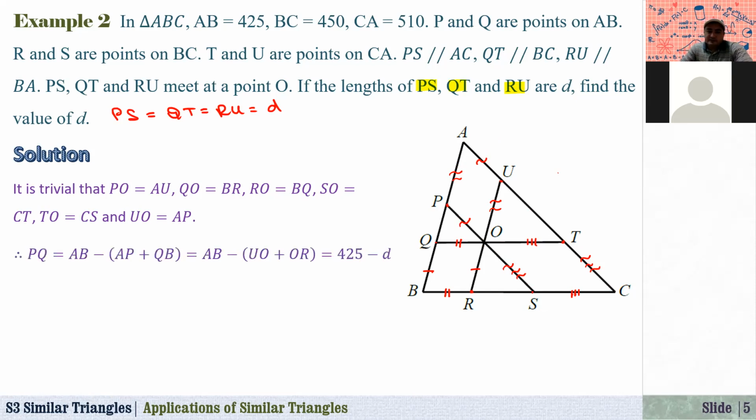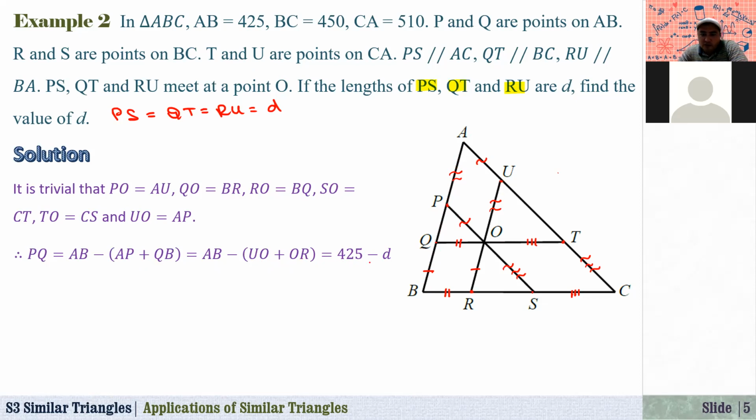So what is next? Now from here, let's find PQ. PQ is equal to AB minus AP minus QB. Now that's equal to AB minus, what is AP? AP is equal to UO, or OU. And plus, what is QB? That's equal to OR. So from here, we know AB is equal to 425, minus, what is UO plus OR?